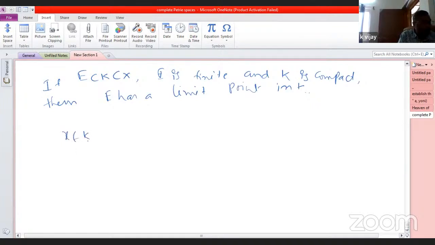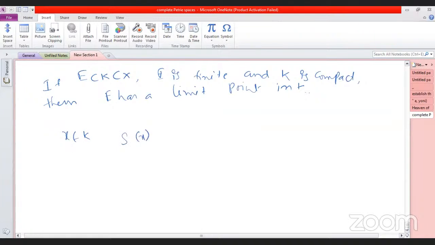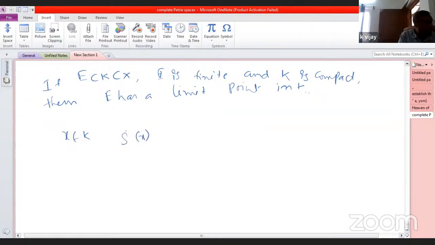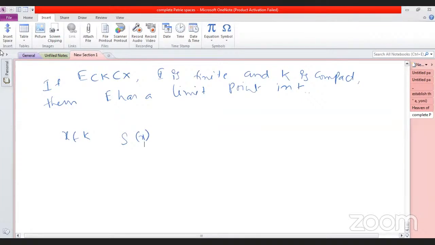We can find an open sphere. What is the open sphere? Sx, we can write it, or not? Yes, sir. It does not contain a point of E other than x. Sx does not contain more than one point of E here. So therefore all such points Sx and x belongs to K. I'm taking Sx belongs to K.